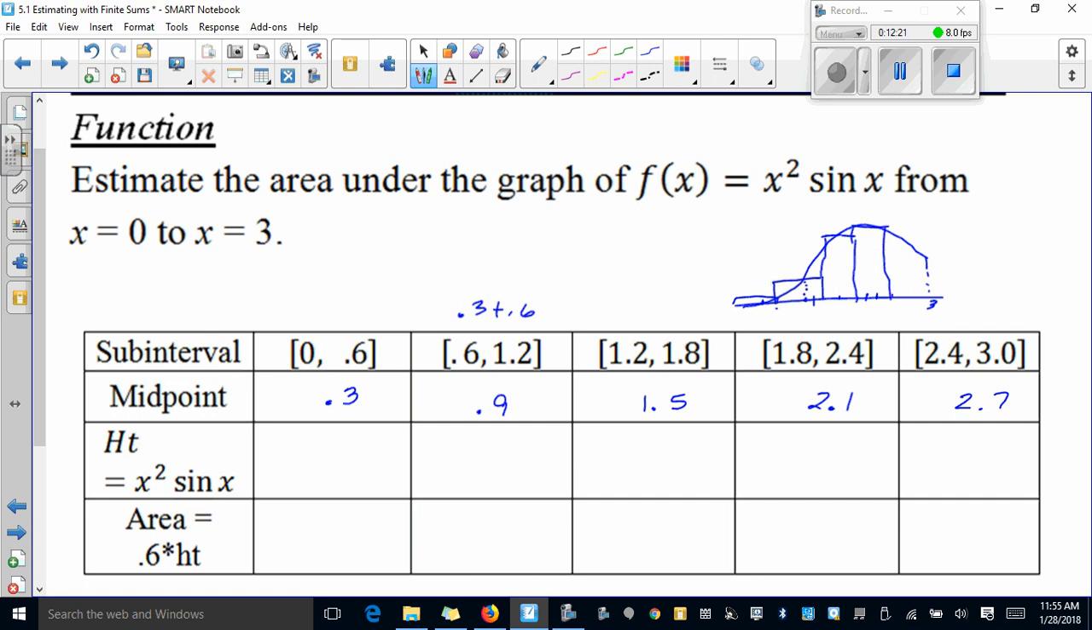Because while I'm grabbing this bit, I'm not grabbing this bit. While I'm grabbing this bit, I'm not grabbing this itty bitty amount here. Same over here. I'm not grabbing this bit, but I'm grabbing this little bit out here. So they kind of counteract each other.